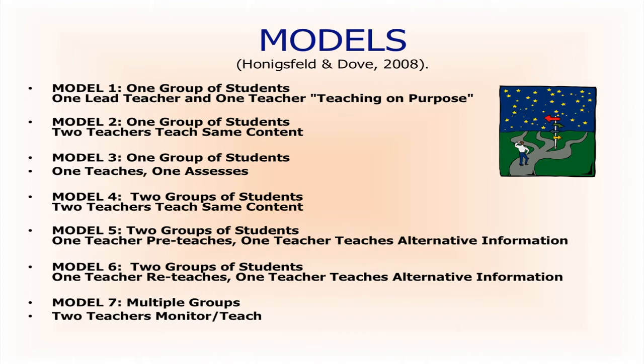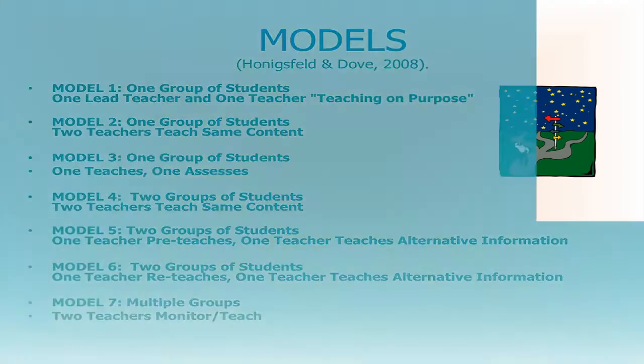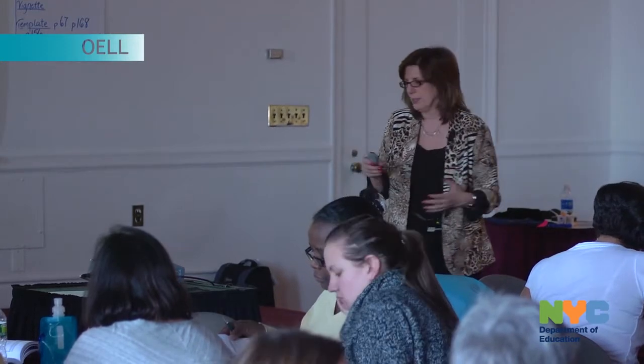The next three models, Model 4, 5, and 6, you see the students are divided into two groups and each teacher taking on a different role. And then the last model, we see that the students are divided into multiple groups and the teachers will circulate and monitor and teach.